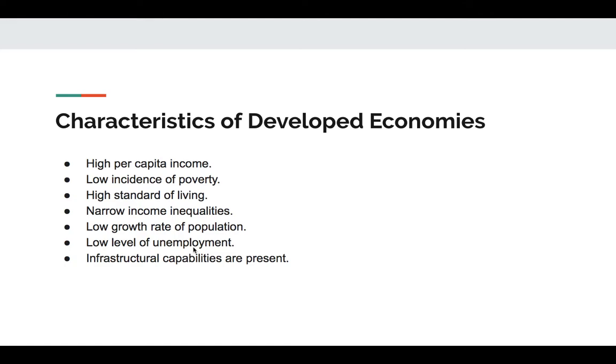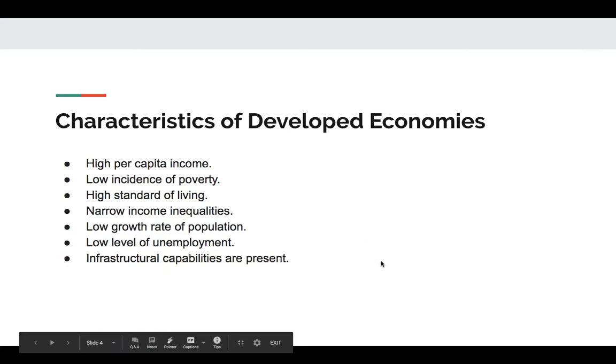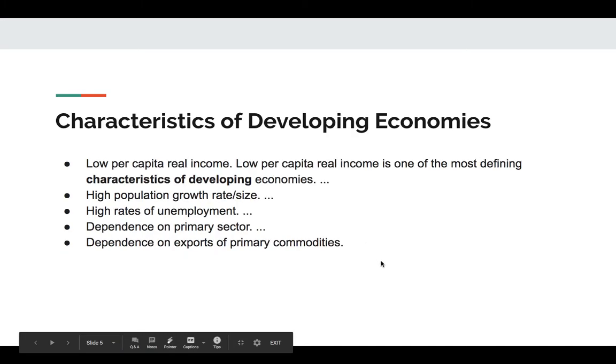You'd also see a low level of unemployment, and infrastructural capabilities are present. So there's infrastructure to meet the society's needs, whether that's having adequate living space, going back to what you guys learned on Friday, in a crowded city, or having proper ways of managing sewage, as an example, roadways. So the country is able to meet the infrastructural needs.